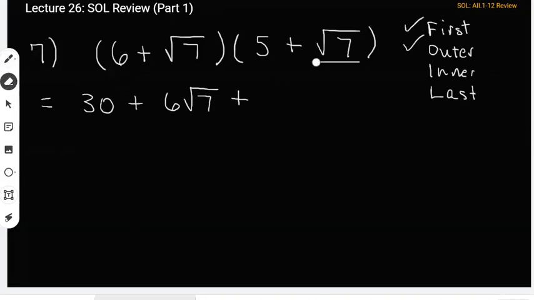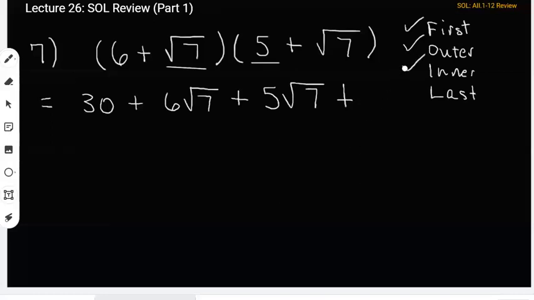Now we're going to underline the inner 2 terms, the square root of 7 and the 5. If I multiply those together, I'm going to get 5 times the square root of 7. And then my last step is to multiply the last 2 terms. That's going to be square root of 7 right here and square root of 7 over here. So I'm going to get square root of 7 times square root of 7, which is just going to be 7.